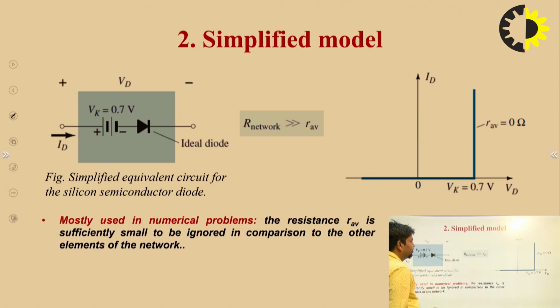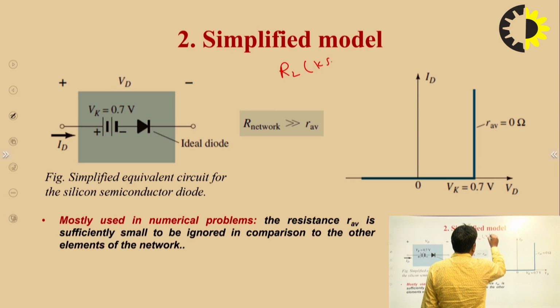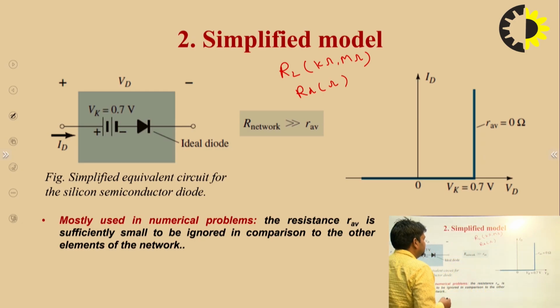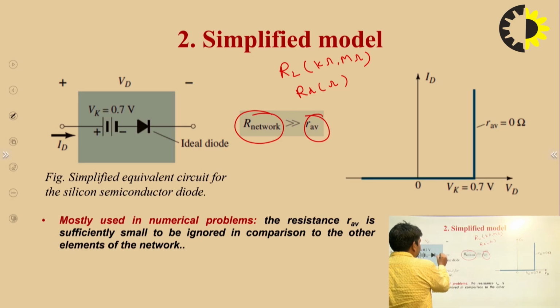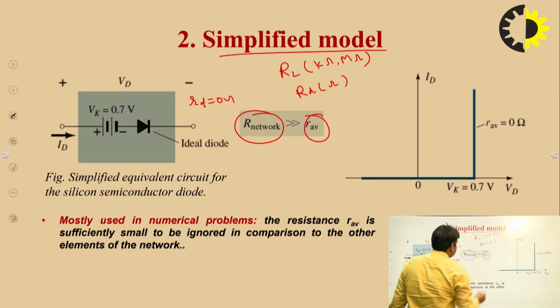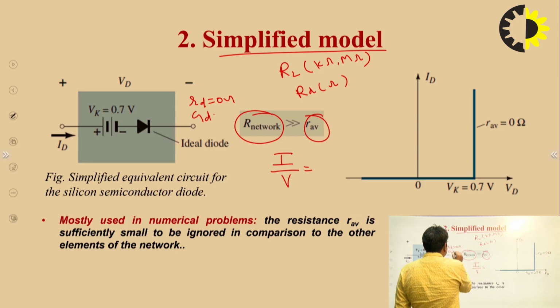This is the simplified version. If the load resistance is in the range of kilo ohm or mega ohm, and the diode resistance is in the range of a few ohms, 10 ohm, then in comparison to the network resistance, the diode resistance in forward bias is very much less, so we ignore it. That means the diode resistance should be 0 ohm in the simplified model. So what is the meaning of this? If the resistance is 0, what is the ratio of I upon V? This is the conductance, so the conductance should be infinity.